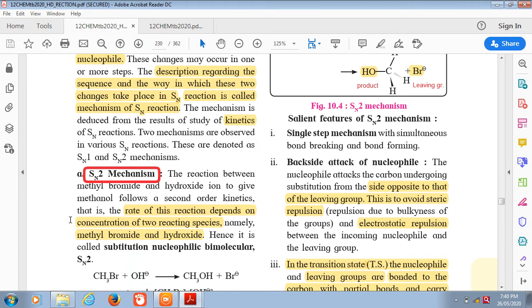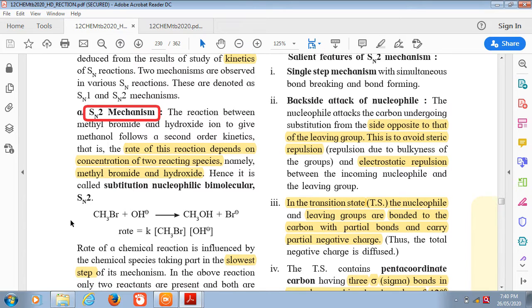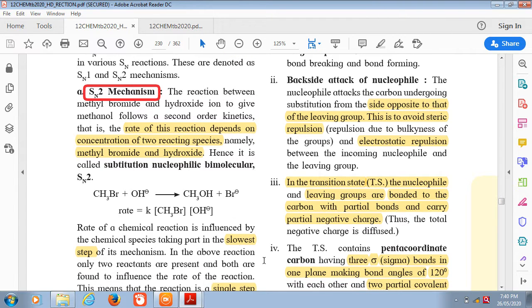Take the reaction between methyl bromide and the hydroxide ion to give methyl alcohol and the bromide ion. This is a nucleophilic substitution reaction. So let us see the rate of this reaction. If we observe the kinetics of this reaction, the rate of the reaction depends on both the methyl bromide, that is the substrate, and OH minus, that is the nucleophile. So the rate of the reaction depends on both the substrate as well as the reagent or nucleophilic part.